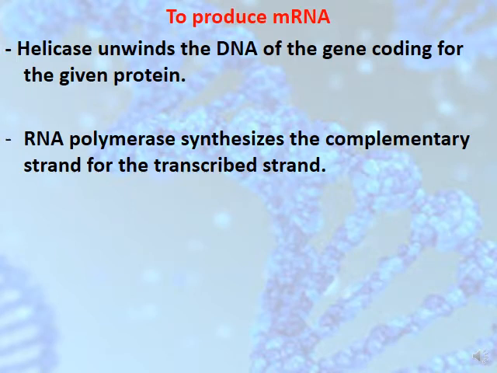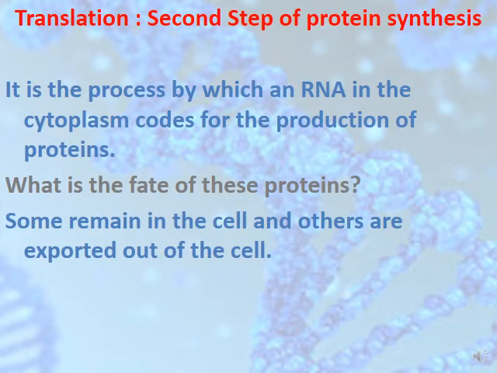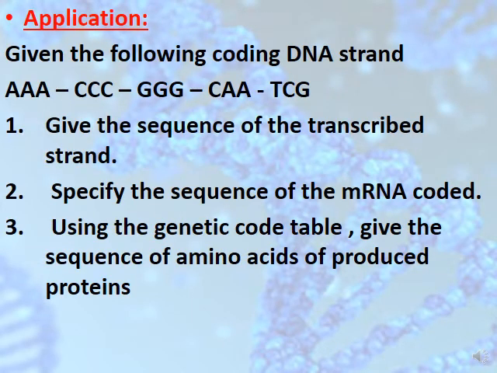Helicase, I said, unwinds the DNA, as you see in the video, coding for the given protein. RNA polymerase synthesizes the complementary strand. The second step of protein synthesis is called translation, where RNA is going to code for proteins. These proteins either remain in the cell or are exported out of the cell.